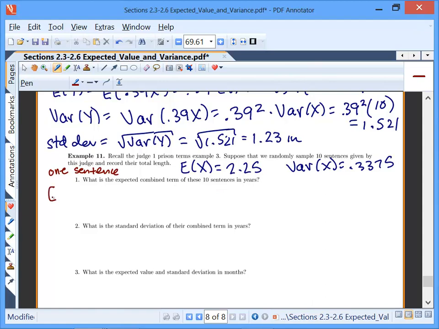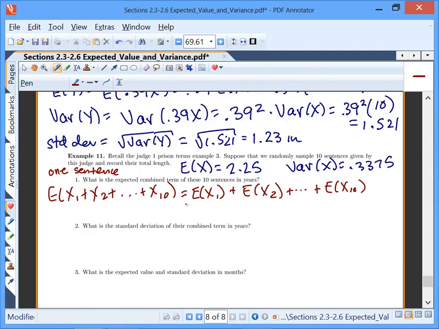So we're looking for the expected value of x1 plus x2 plus up to x10. So we are adding 10 sentences together, and we want to look for the expected value of this combined length. And what did we say we can do for expected value if we're adding random variables together? As far as expected value rules, if we're adding things together, we can just add their individual expected values. So this is the expected value of x1 plus the expected value of x2 plus up to the expected value of x10.